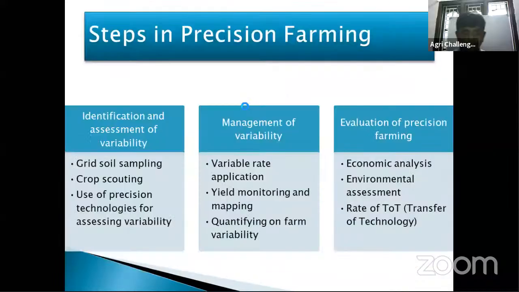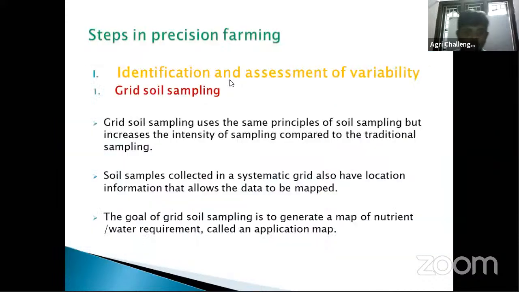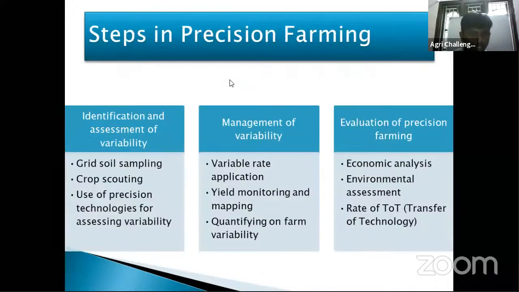Then steps in precision farming: identification and assessment of variability. Okay, we know that we have to identify and assess the variability. How do you identify and how do you assess? You have to identify and assess based on the grid sampling.